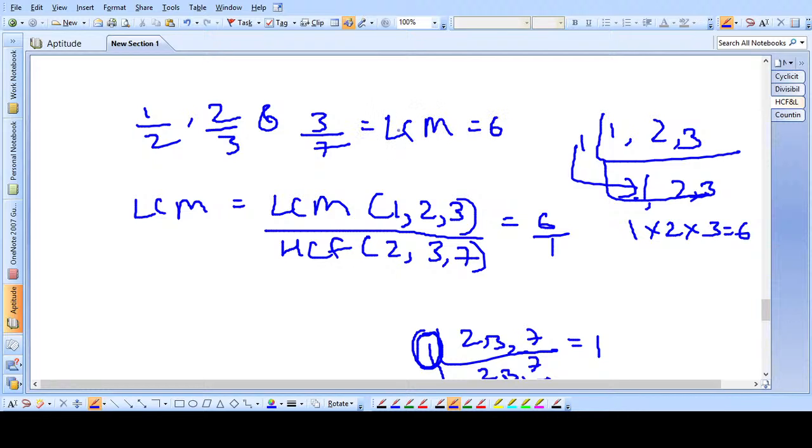It is 6. What is the meaning of LCM? This is the highest number which all of them can divide.